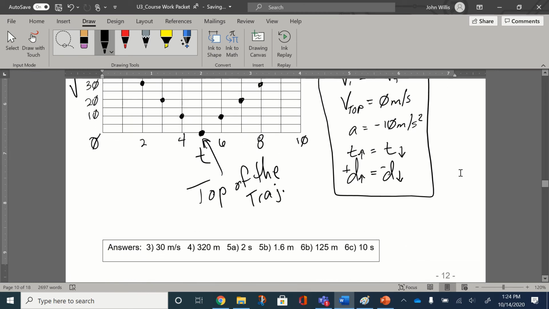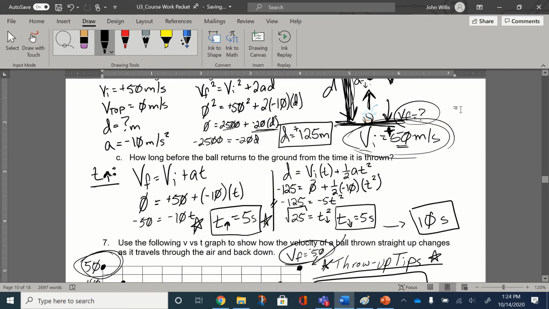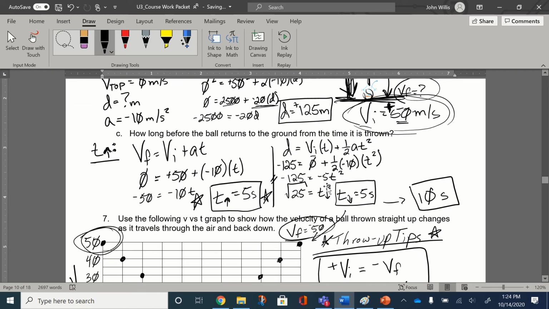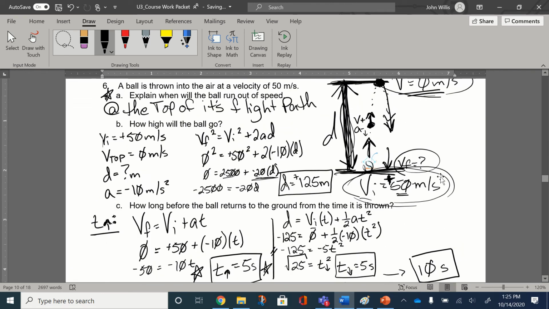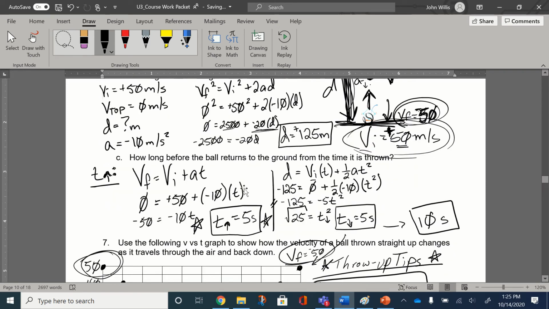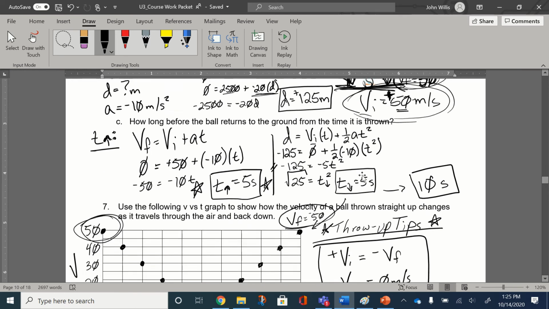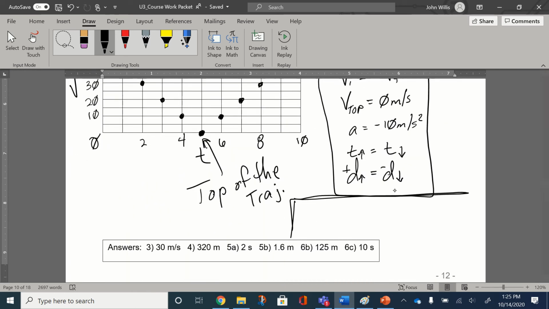I also want to take a quick second and show you guys another way we could have done problem 6C, where I ask you how long was it moving up in the air for, and I said, hey, we don't know the final velocity yet. We do know the final velocity now. It is negative 50 meters per second because our initial velocity was positive 50 meters per second. So check this out. I'm going to do the same equation I did down here in 6C, but I'm going to use my actual initial velocity and my actual final velocity in this equation. And you'll be able to see something pretty neat.